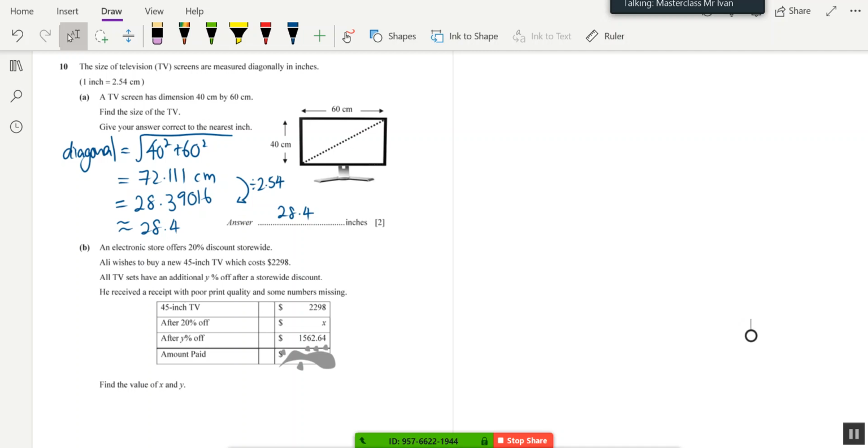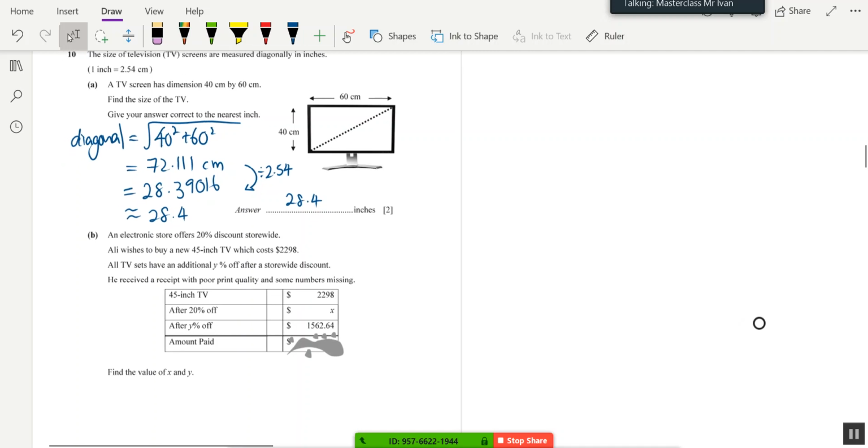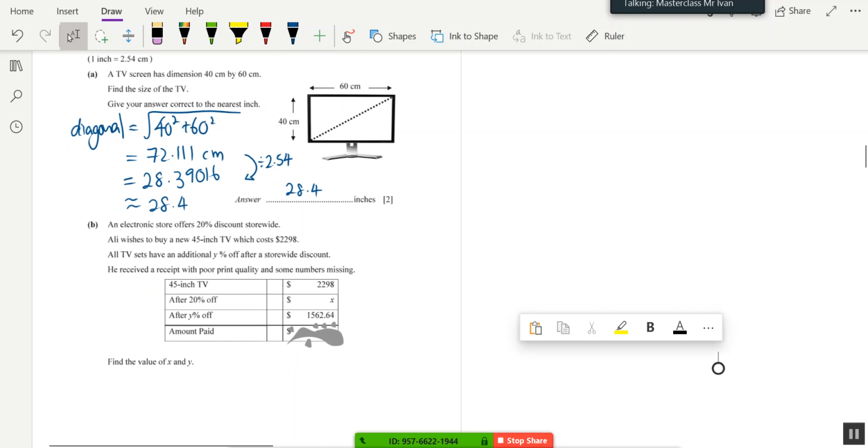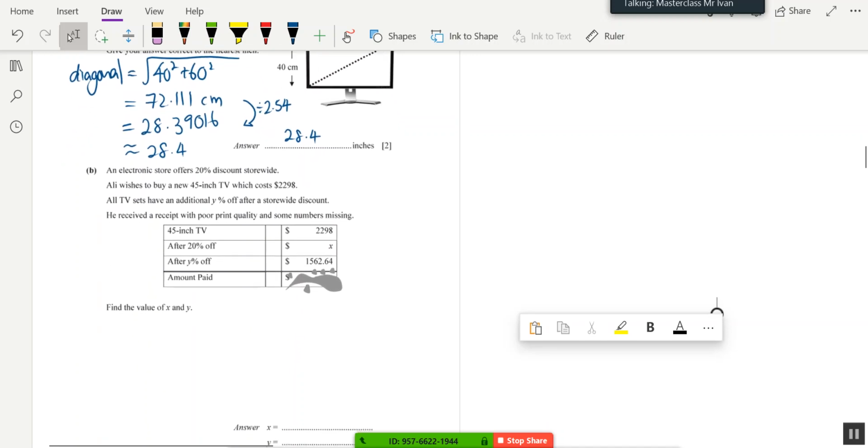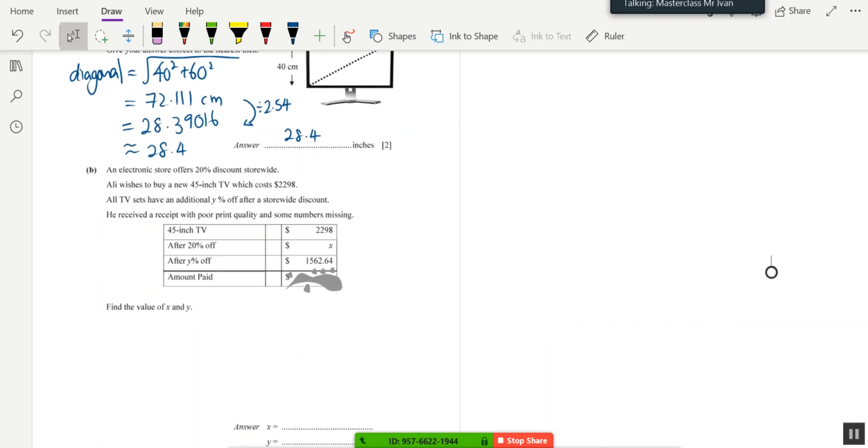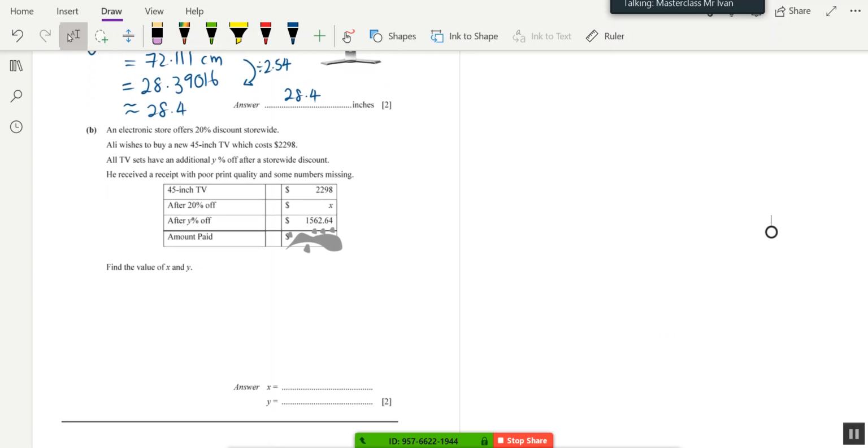Okay, and then the next part, test about percentage and finance. An electronics store offers 20% discount store-wide. Ali wishes to buy a new TV that costs $2,298. All TV sets have an additional Y% off after the discount. So this is after the discount. Okay, find the value of X and Y.